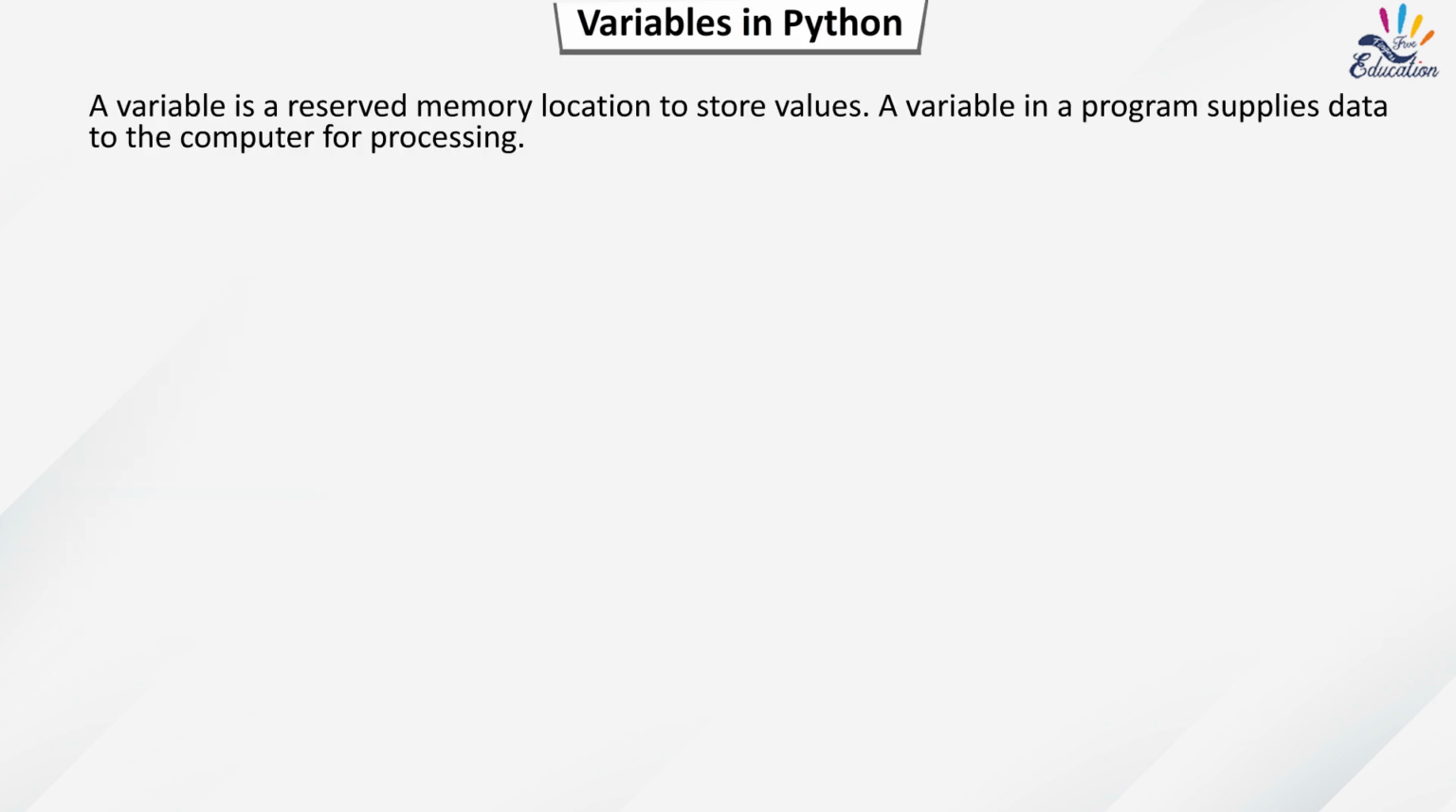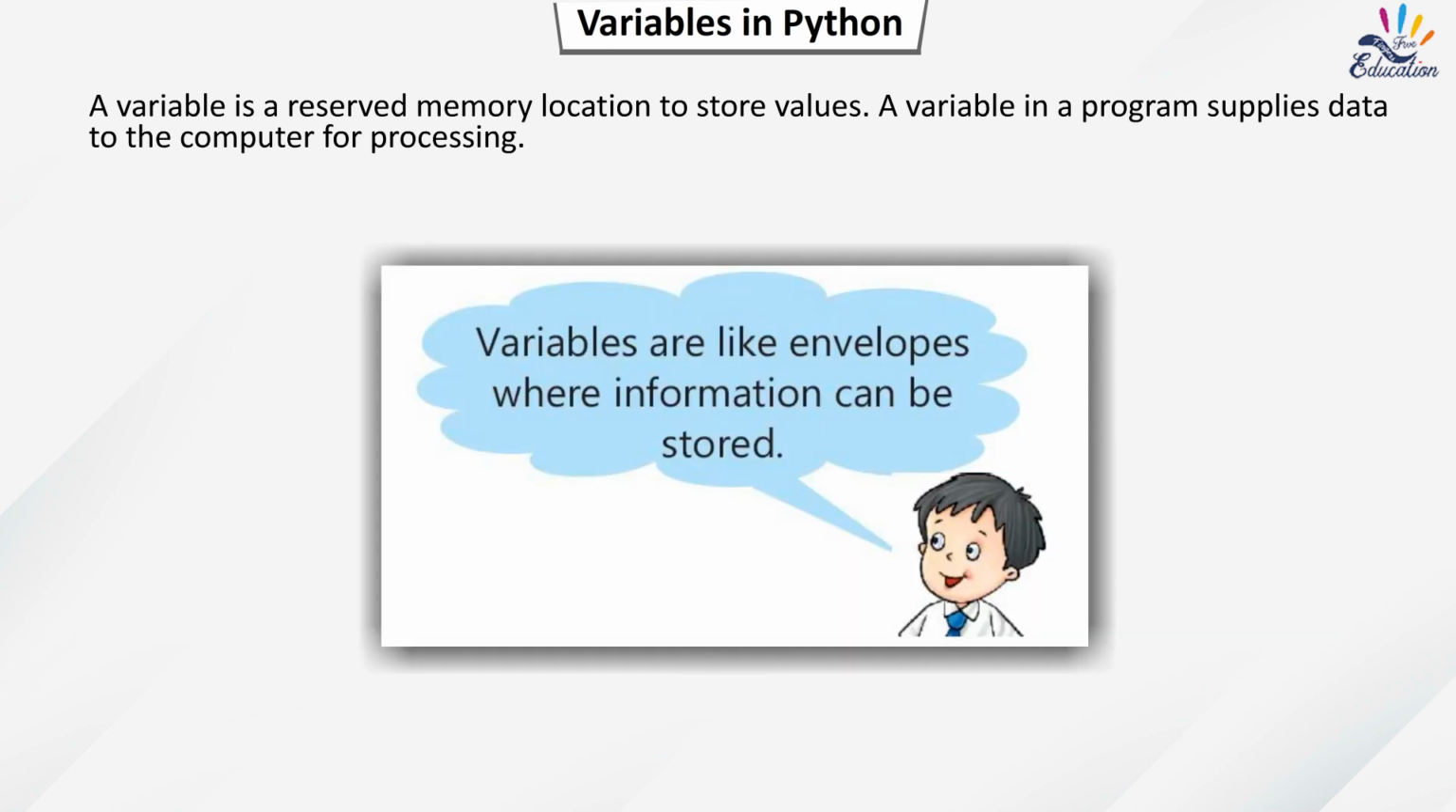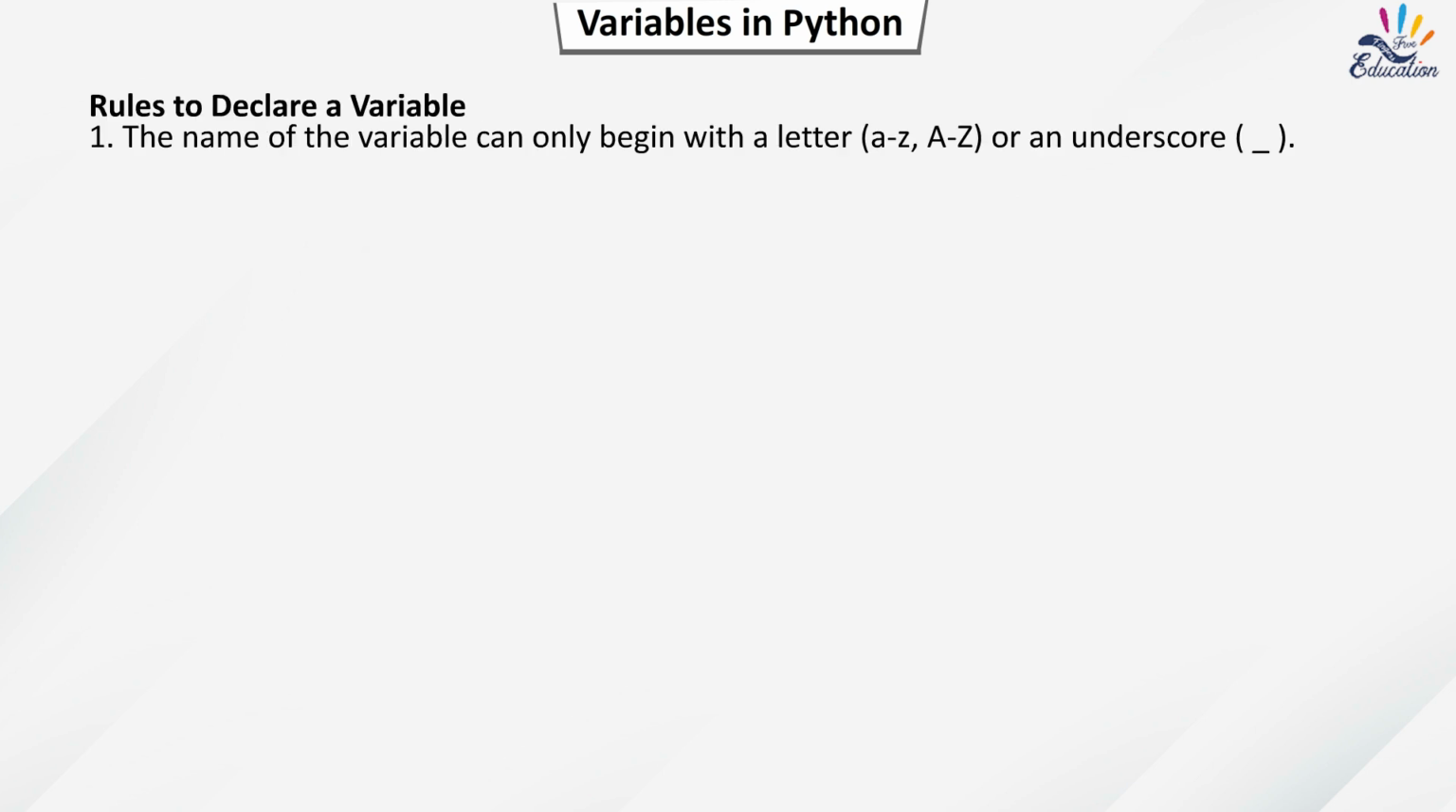A variable is a reserved memory location to store values. A variable in a program supplies data to the computer for processing. Variables are like envelopes where information can be stored. Rules to declare a variable.